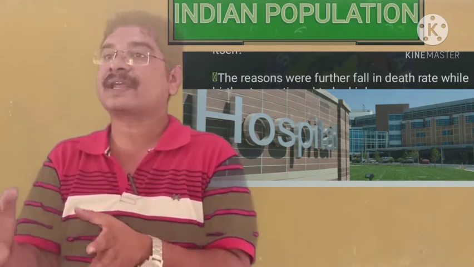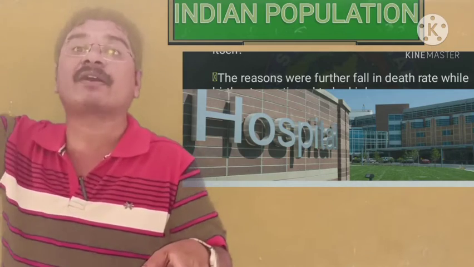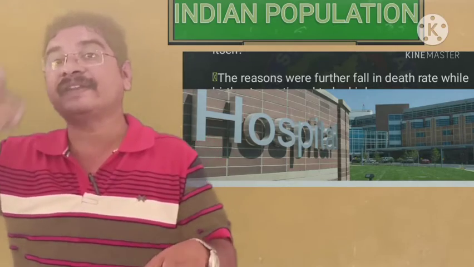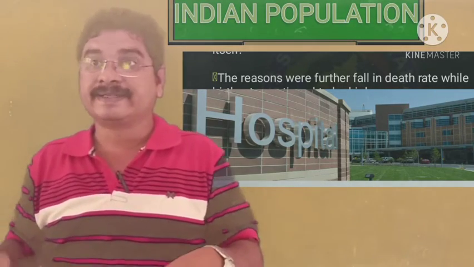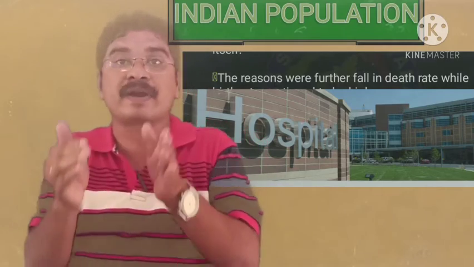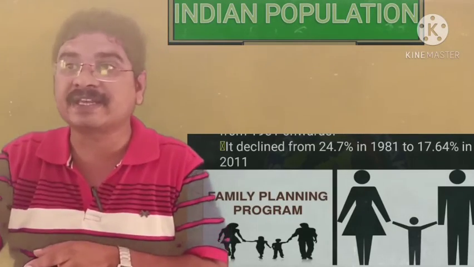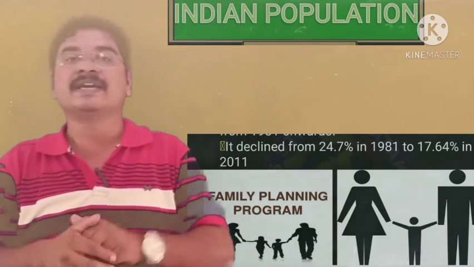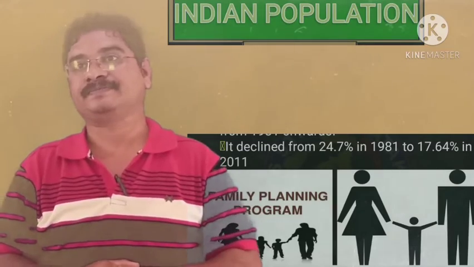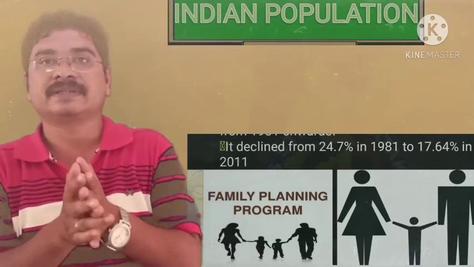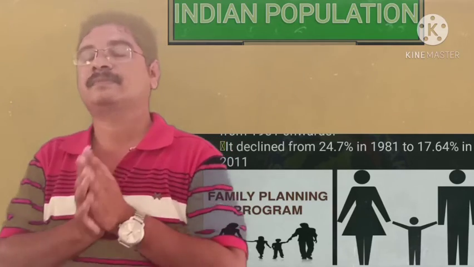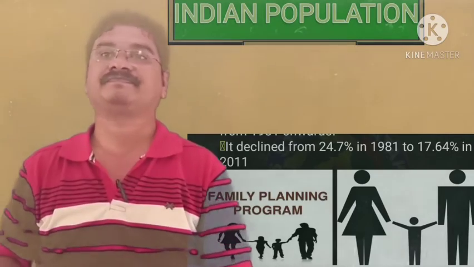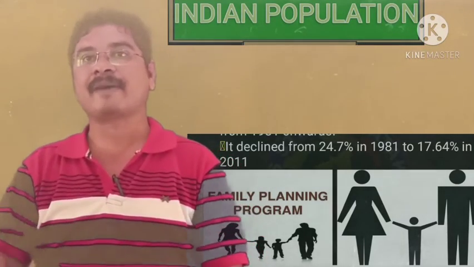However, the growth rate started declining from 1981 onwards. It declined from 24.7% in 1981 to 17.64% in 2011. Yes, during 1981 the growth rate was 24.7%, and during 2011 it was 17.64%, because of family planning measures like this.